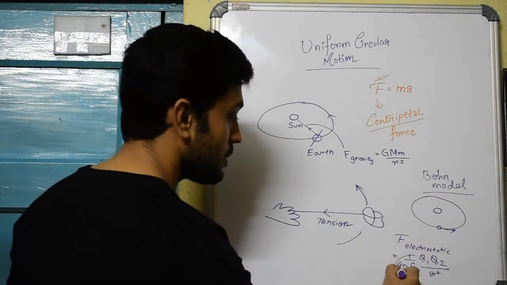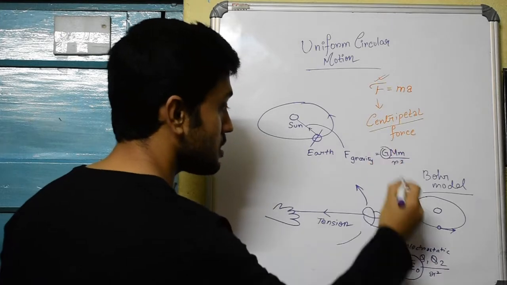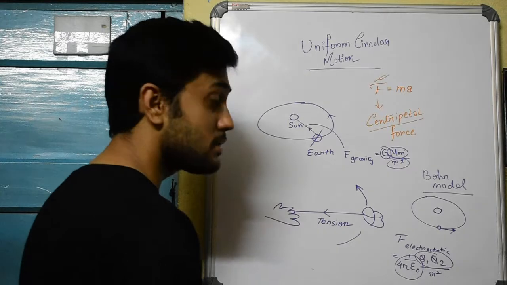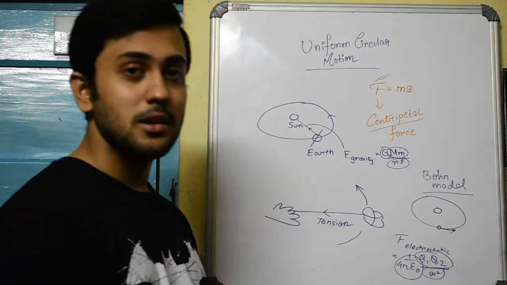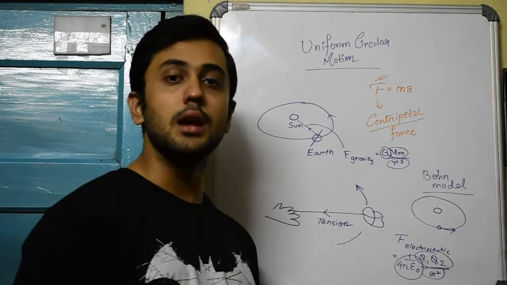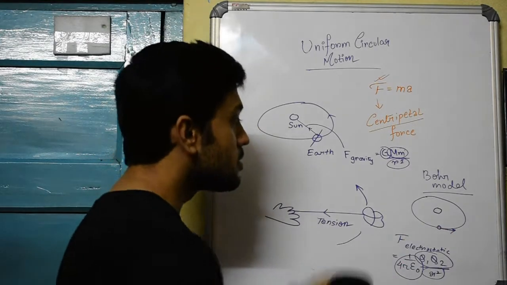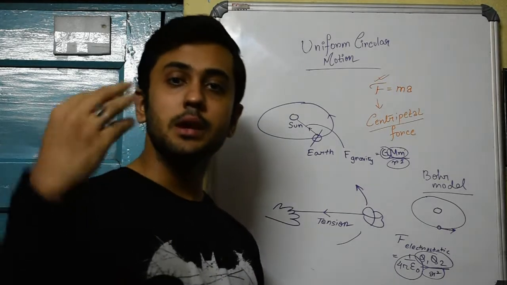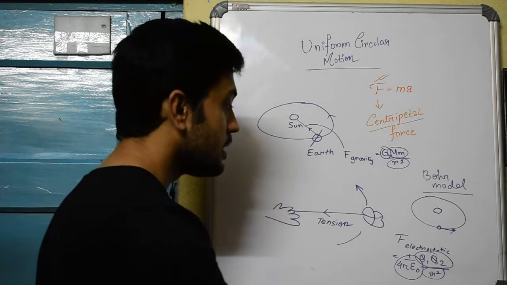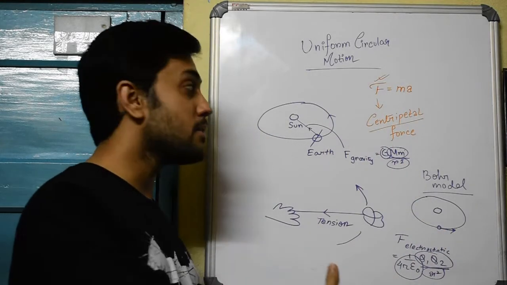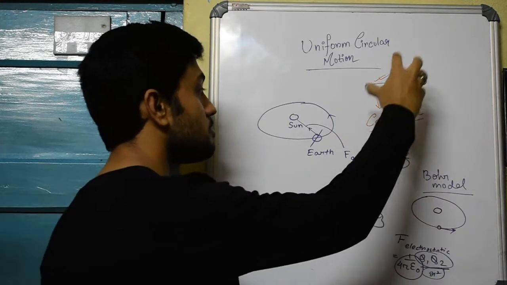The 1 by 4 pi epsilon naught is a constant, G is a constant. We have the two charges, we have the two masses. The inverse square of the distance, the inverse square of the distance. That's the beauty of this subject. Anyway, this is the Bohr model, in which the electron is revolving around the nucleus. So what is the force that's making the electron move around the nucleus? It is the electrostatic force. Here, the electrostatic force manifests itself as centripetal force.